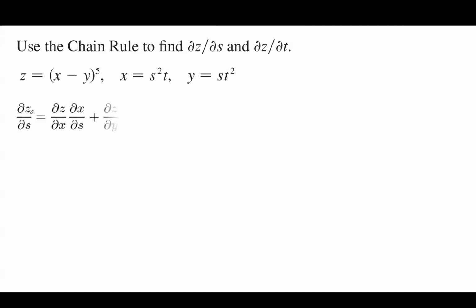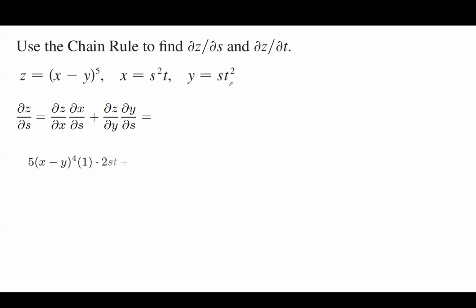The partial derivative of z with respect to s is the partial derivative of z with respect to x times the partial derivative of x with respect to s, plus the partial derivative of z with respect to y times the partial derivative of y with respect to s, because z has two variables, and these two variables both depend on s and t. So when you're taking the derivative of z with respect to s, you have to take the derivative of x with respect to s, and also the derivative of y with respect to s as well.